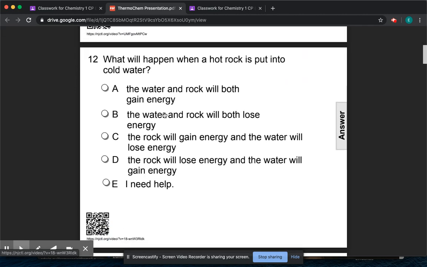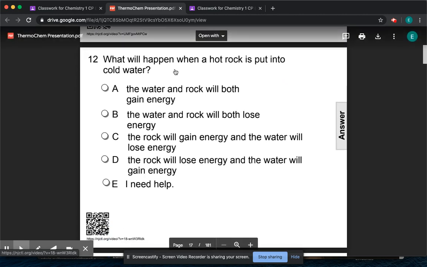What happens when a hot rock is put into cold water? This one should be intuitive. You put something hot and something cold. What's going to happen to the hot rock? The hot rock is going to get colder and the water is going to get warmer. So the water and rock will both gain energy? Not true. They cannot both be gaining energy.